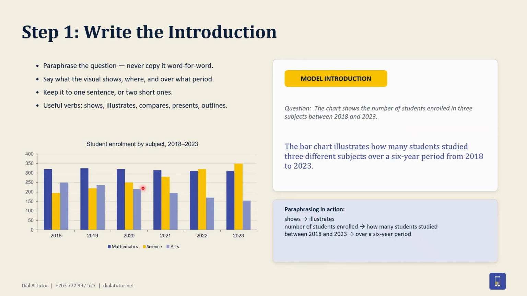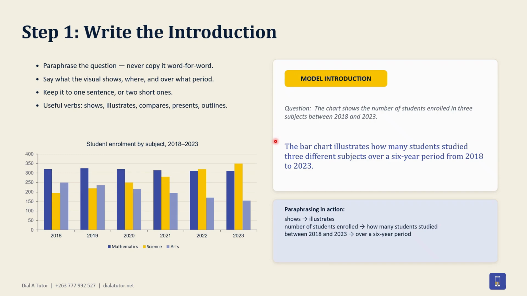If I had to go backwards, you would see that we started off with the introduction. We are now here. Now, in the exam, they can give you this picture, and you need to have an idea to paraphrase. So you see, the chart shows the number of students enrolled in 3 subjects between 2018 and 2023. So your introduction is supposed to be paraphrased here in blue. This is how you're supposed to write your introduction.